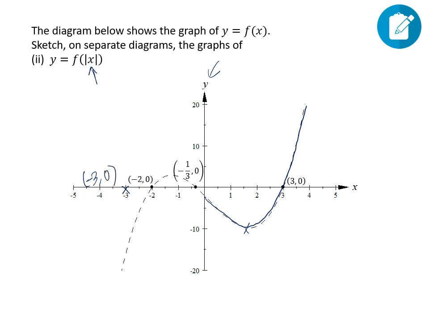So there's a new coordinate and a new turning point over here, which I do not know what it is. So let me do an estimation and do a reflection. You could draw it a little bit better than this, of course. So this would be my y equals f(|x|) transformation.